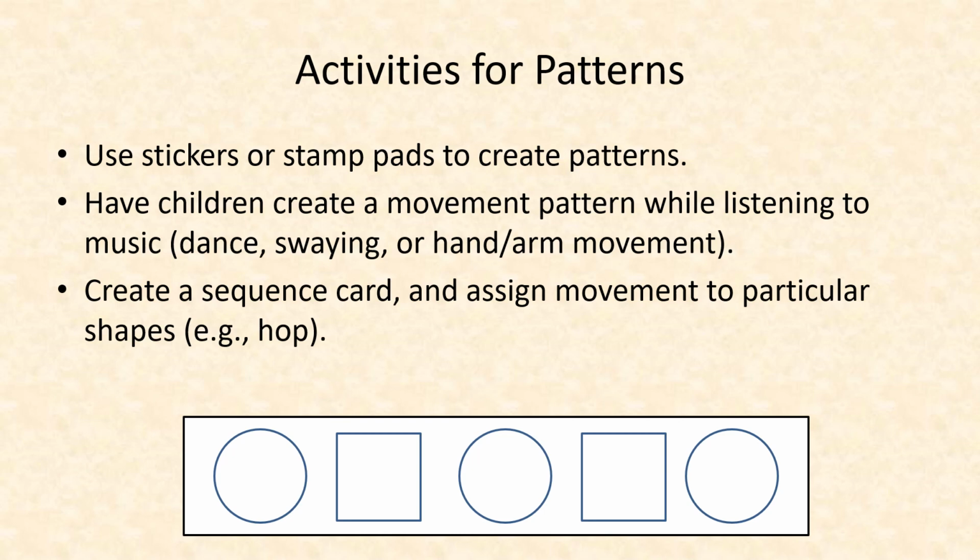So for example, if we're listening to music, we could say that when you encounter a circle in the pattern, then we want you to sway, or we want you to do something with your arms, or some type of dance movement. And then we can sequence those. So we could create a sequence card, and we could ask students now to do several different activities following the sequence that's suggested by that pattern of shapes.